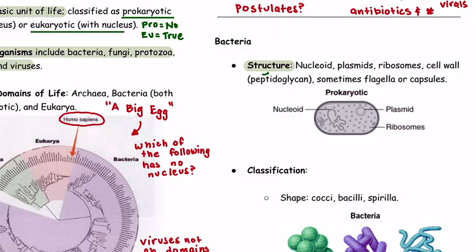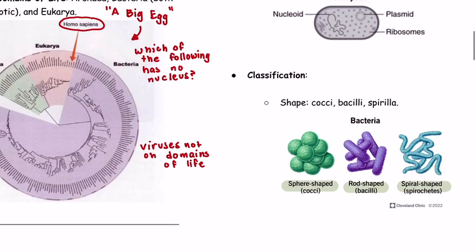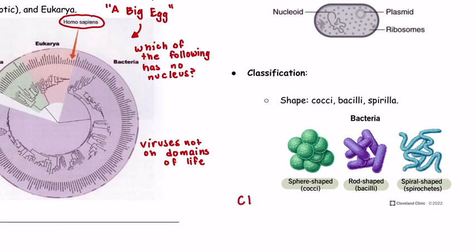So let's just box that word peptidoglycan because that's going to come up a couple times again. And there's some other things that'll have flagella for movement and capsules for protection. So bacteria come in three different shapes. They are going to be either sphere shaped, rod shaped, or spiral. And the way we can remember that is through the mnemonic device CBS.